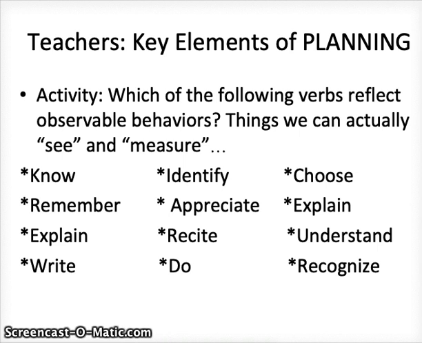All the others, which are identify, choose, explain, recite, write, and do, are observable, and they're good to use in an objective. We can see and actually measure when students do those things. They identify something, choose something, explain something, recite something, write something, or do something. And that makes it really clear to a teacher that a student has met that particular objective. Okay, so that's something big to keep in mind with writing objectives.